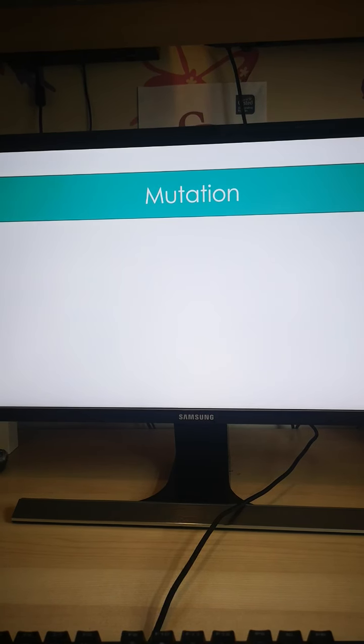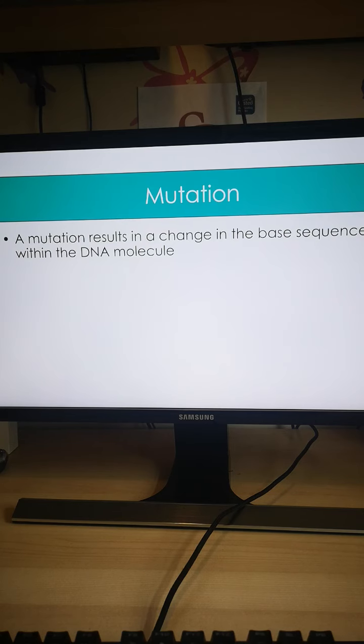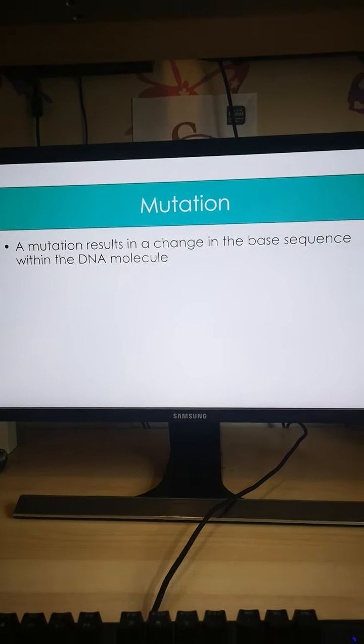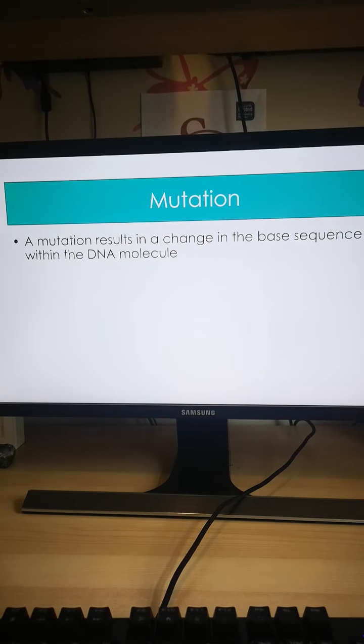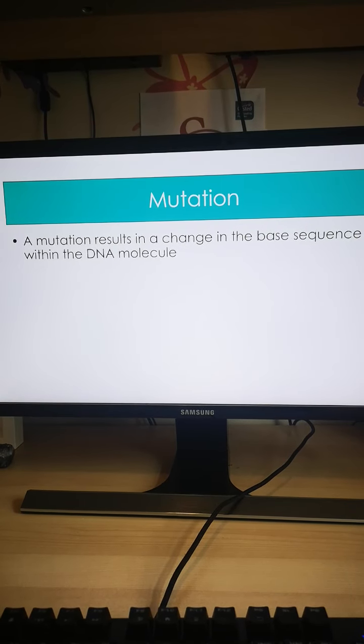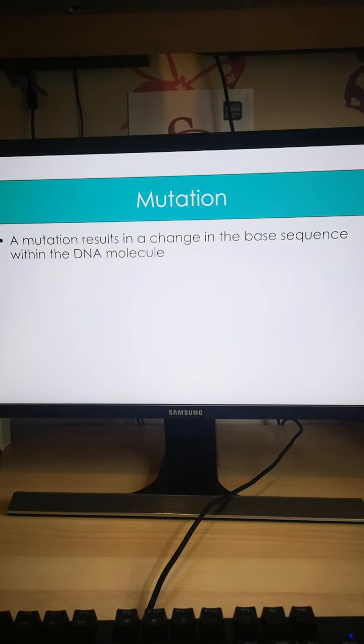Okay, so most of the rest of this PowerPoint is really focusing on what mutations are. So from your keynotes, a mutation results in the change in a base sequence within a DNA molecule. It's really important that you remember that this happened during the process of DNA replication. Okay, so that's when mutations happen.